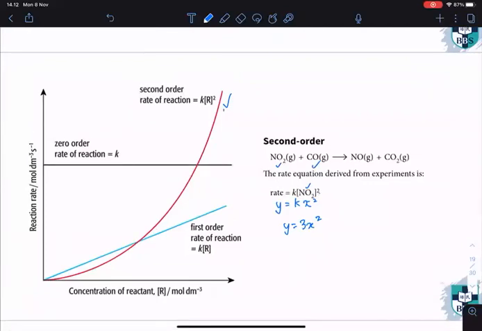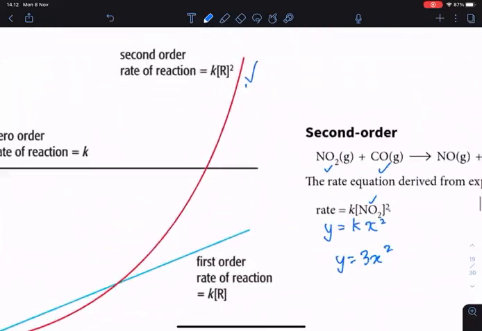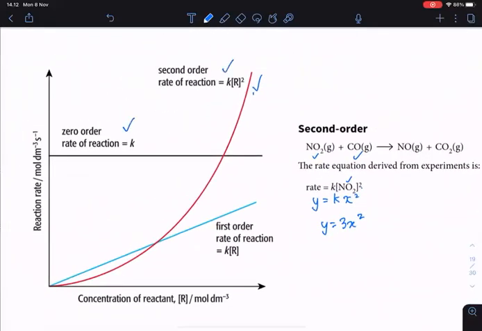If I put all this together, you can see the graphs: zero order, second order, first order. You need to know the shape. No need to memorize. The moment you know the rate equation, you should know zero order. The rate is independent of the concentration. The concentration doesn't affect the rate. And the first order, we know, is directly proportional. And the second order is directly proportional to the square, so it means it's a quadratic graph. You need to get familiar with these graphs.